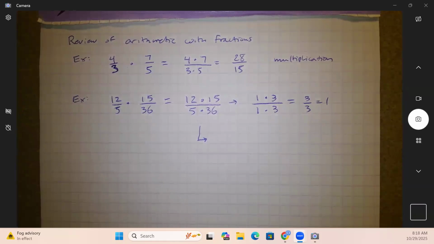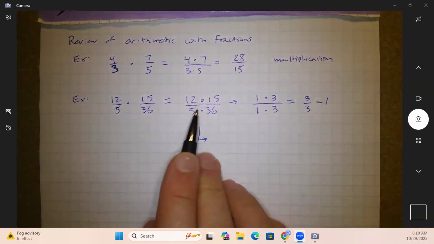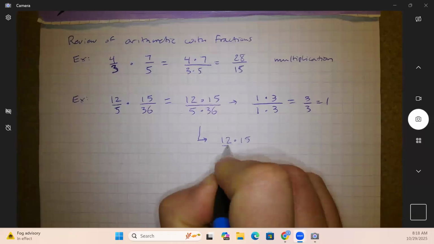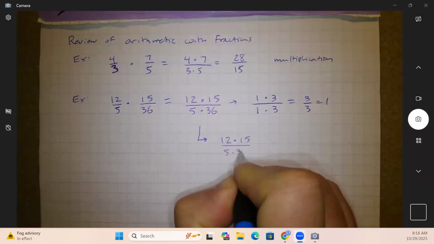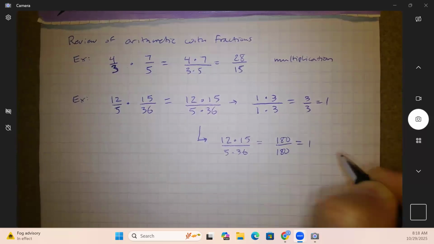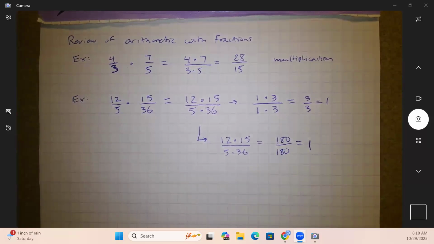But that's okay. We don't have to do it that way. We can do our other multiplications. 12 times 15 over 5 times 36 equals 180 over 180. That equals 1. That was not my original intention to get a multiplication that simplified all the way down to 1, but so I did.